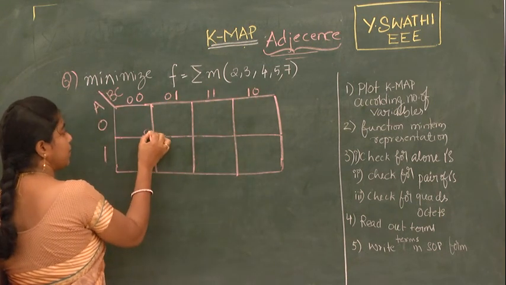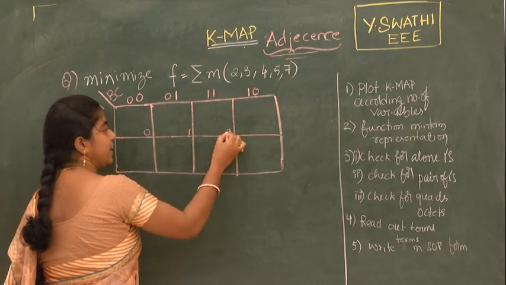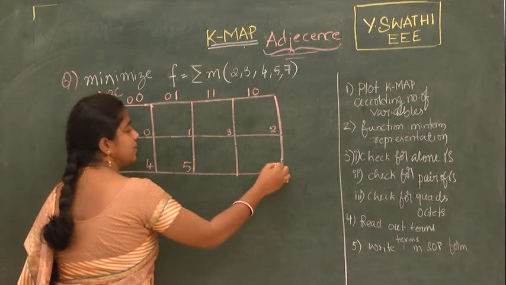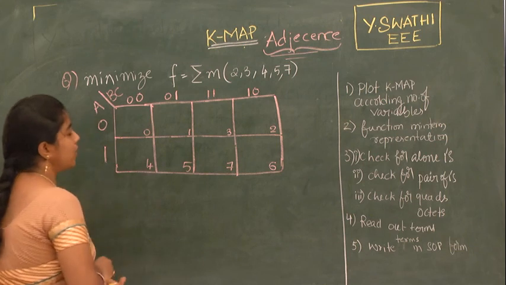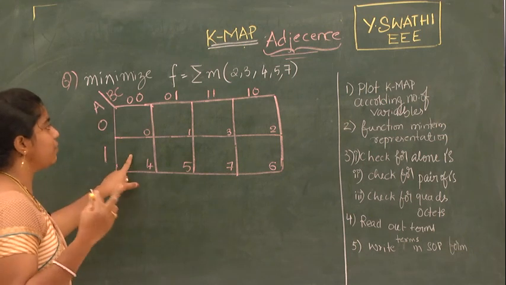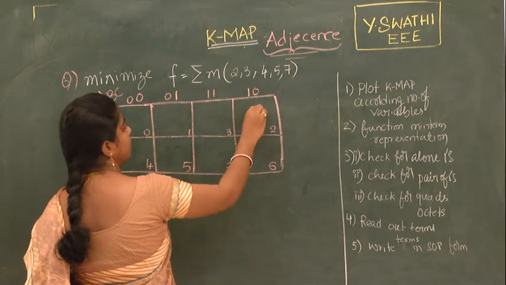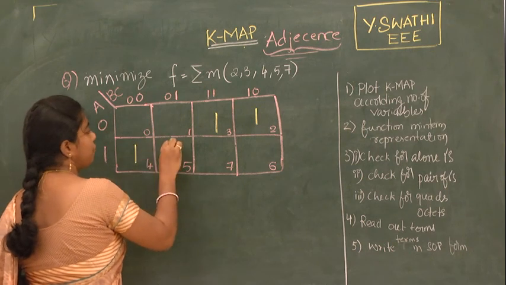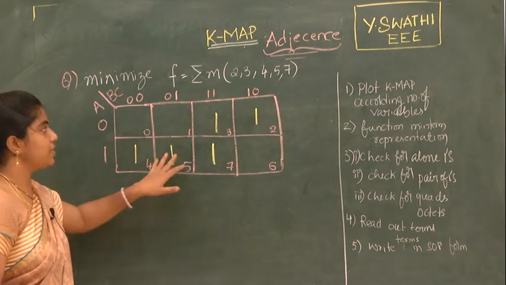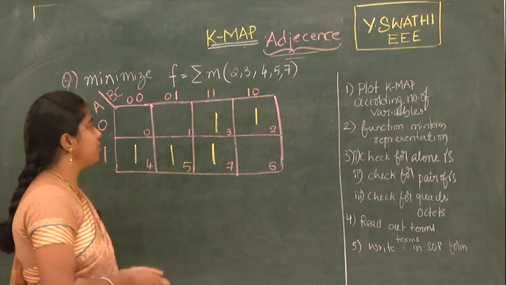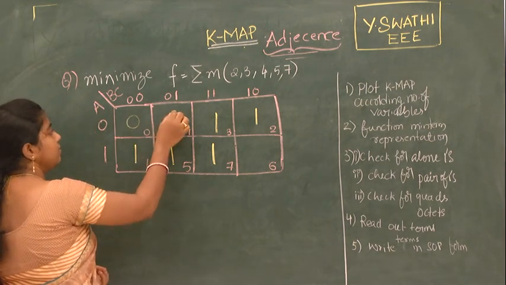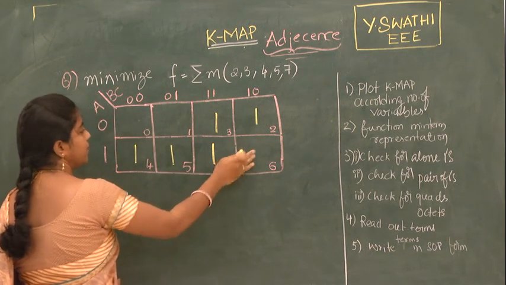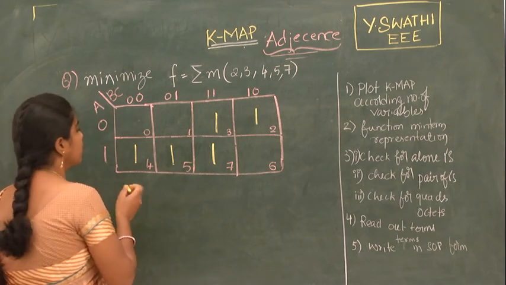And the corresponding minterms are 0, 1, 3, 2, 4, 5, 6 and 7. So the corresponding minterms 2, 3, 4, 5, 7 we should be representing with 1 in the K-map. This is a representation of the function in K-map. We have represented with ones, and you can have zeros in the other cells, or otherwise you can leave them empty.